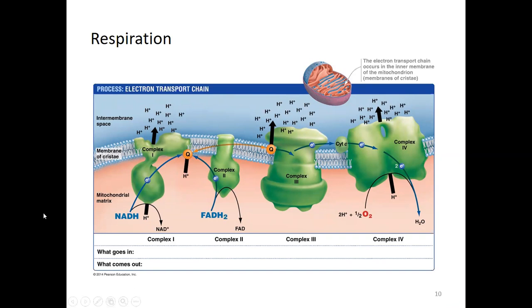Okay. So that is an electron transport chain, and that is an aerobic electron transport chain simply because it uses oxygen as a terminal acceptor.